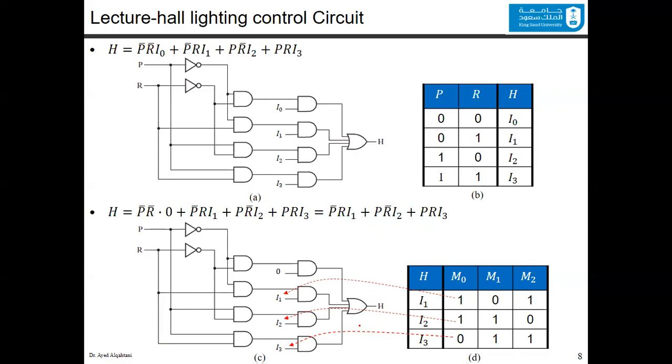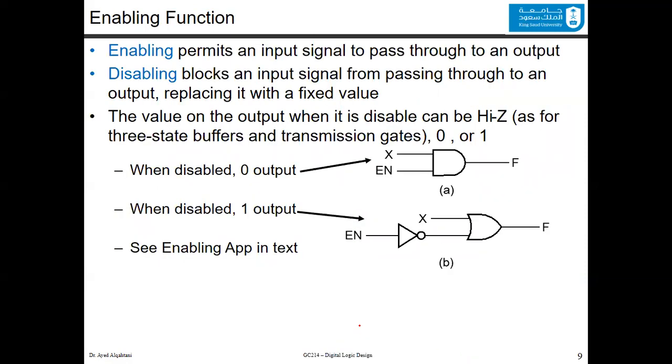So after this discussion, in the coming slide, we will formulate this idea to make it easy to manage. We will talk here about the enabling functions, because you will see it in many of the coming slides. Enabling permits an input signal to pass through to an output. Disabling, on the other hand, blocks an input signal from passing through an output, replacing it with a fixed value.